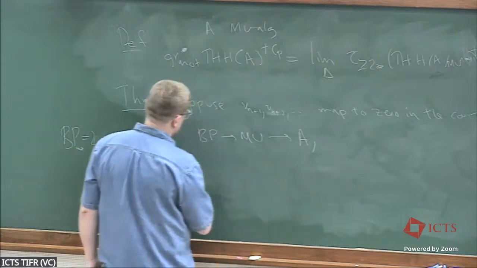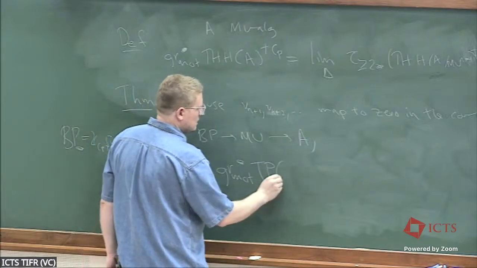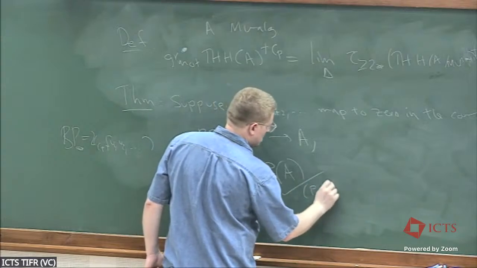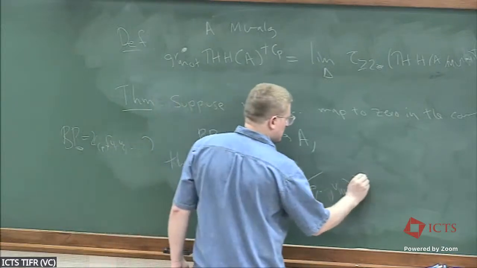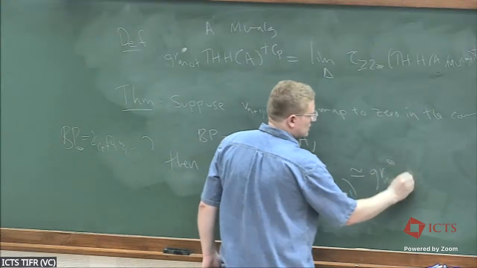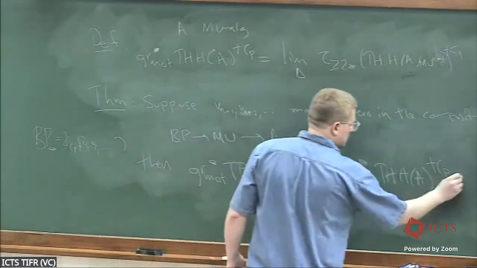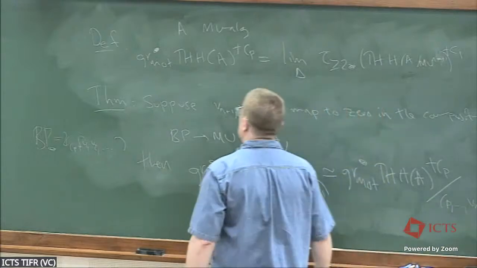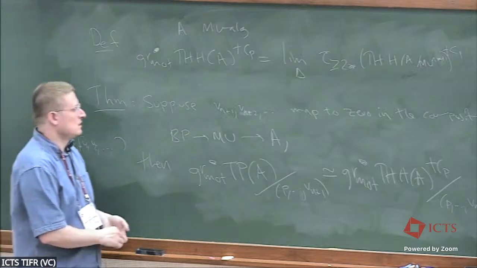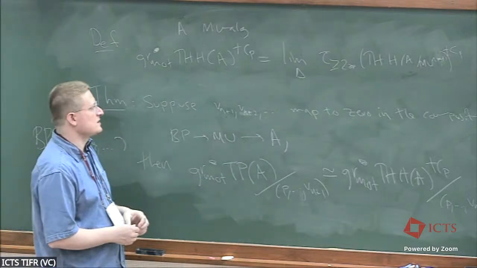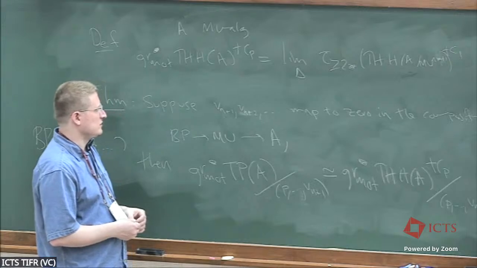Then we can show that gr of TP of A mod p through v_{n+1} is going to actually be equivalent to gr of THH of A, TC^-, mod p through v_n. So this is what Hahn, Raksit, and Wilson call the useful isomorphism. They just proved this in the case when A is the Adams summand, but their same proof basically works at this level of generality.